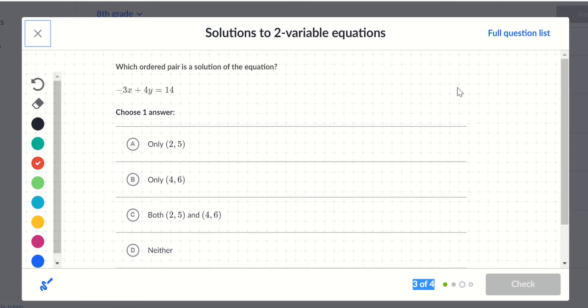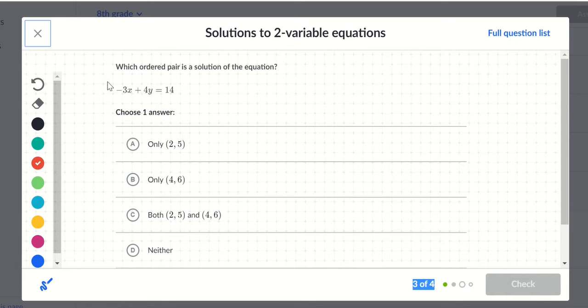Hey guys, so I have just assigned you your second lesson on Khan Academy. And I'm going to do a quick example of how to do the problems that have been assigned.